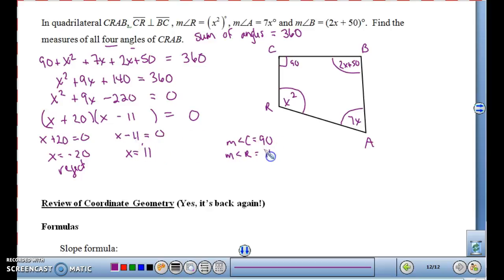So angle R will be 11 squared, which is 121. The measure of angle A would be 7 times 11, which is 77. And the measure of angle B would be 2 times 11 plus 50, which is 22 plus 50, which is 72. Now, if I add all 4 of these angles together, it does equal 360 degrees. So using the fact that the sum of the angles is 360 degrees, we can find the measure of all the angles of the quadrilateral.